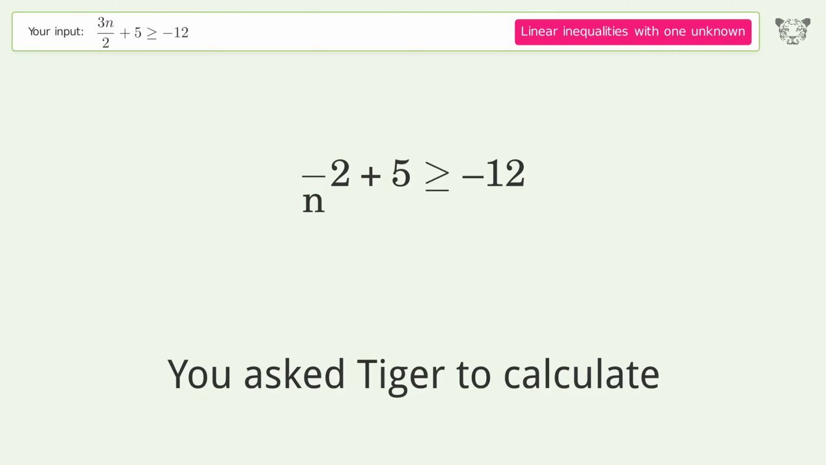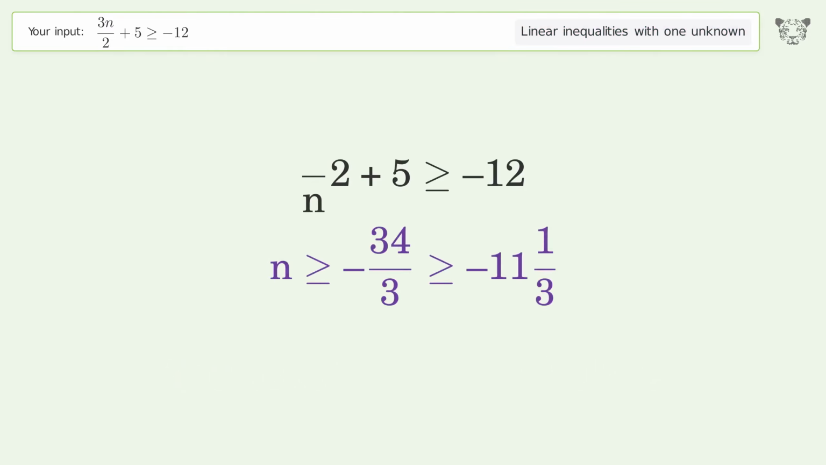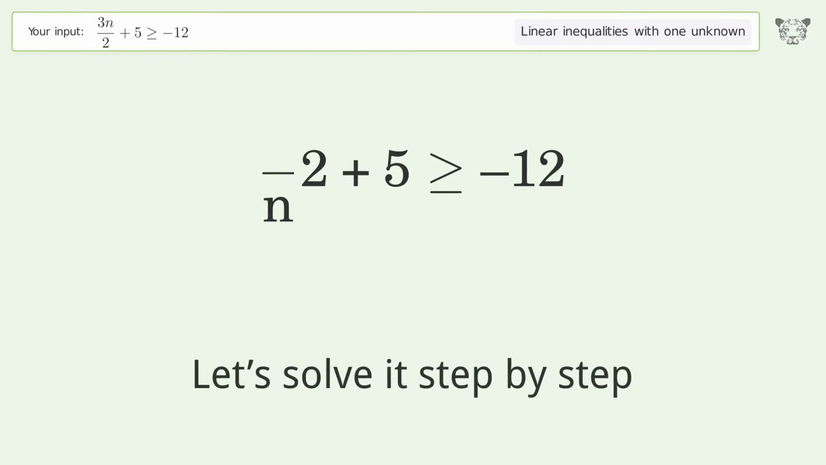You ask Tiger to calculate. This deals with linear inequalities with one unknown. The final result is n ≥ -34/3 ≥ -111/3. Let's solve it step by step.